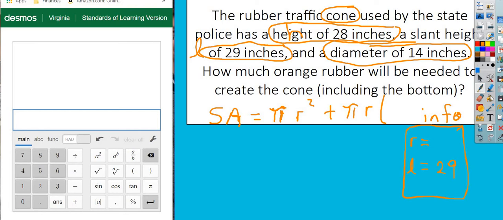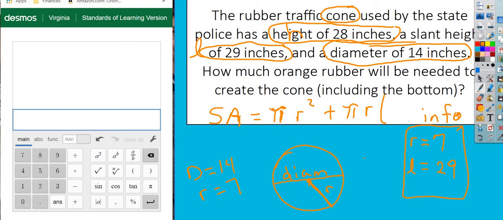And to find your radius, we have to see what they gave us. They gave us a diameter. A diameter of a circle goes all the way from one end to the other. That's a diameter. A radius only goes halfway from the middle to an edge. So if they told us our diameter was 14, you have to divide it by 2 to find your radius, which is 7. And then I'm going to put that over in my radius box.